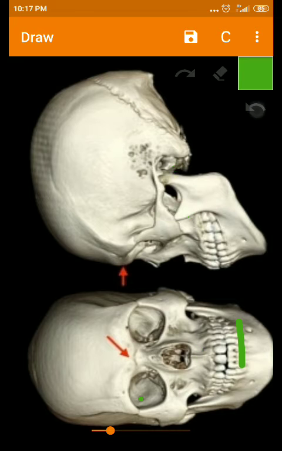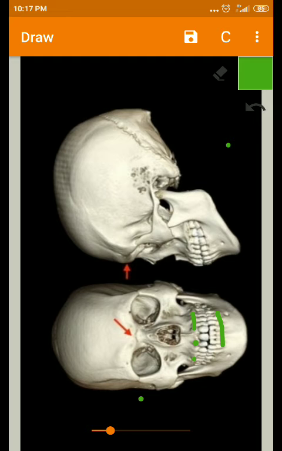Occlusion means contact of teeth of both the jaws. If you want to define it in the dental context, it means simply the contact between the teeth. Technically, we can say it is the relationship between the maxillary and the mandibular teeth when they approach each other.